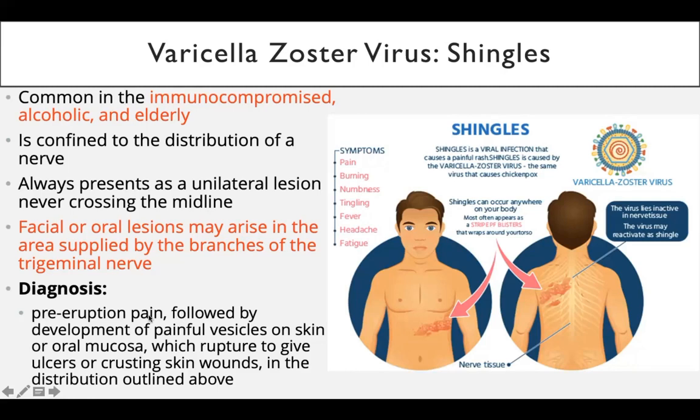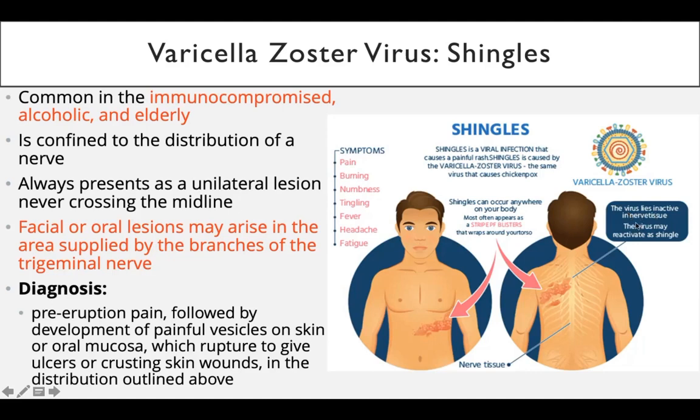Can be abdominal pain, can be severe headache, can be a fever, but if you are talking about pain, it can be abdominal pain or lower abdominal pain, lower back pain, followed by development of painful vesicles on skin or oral mucosa. That's why we are studying this under oral infections, because there are sometimes painful vesicles on oral mucosa. Also skin wounds in the distribution outlined above. So this is the distribution.